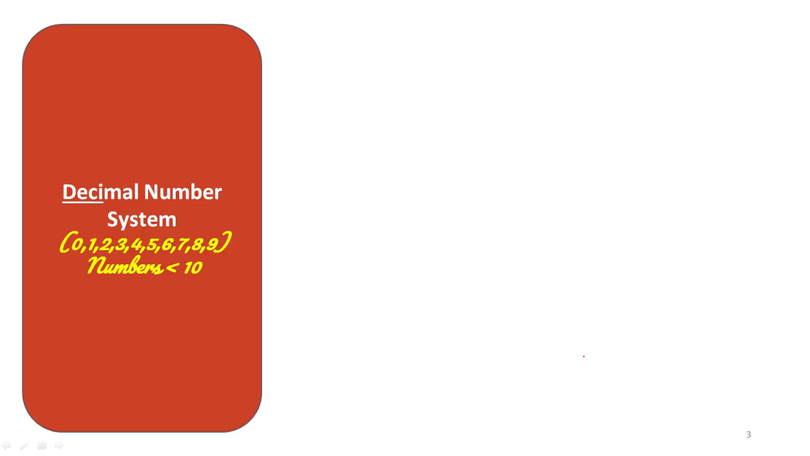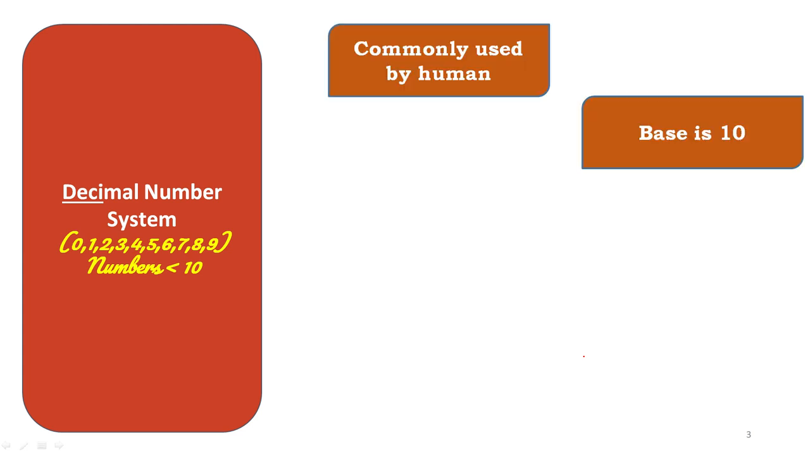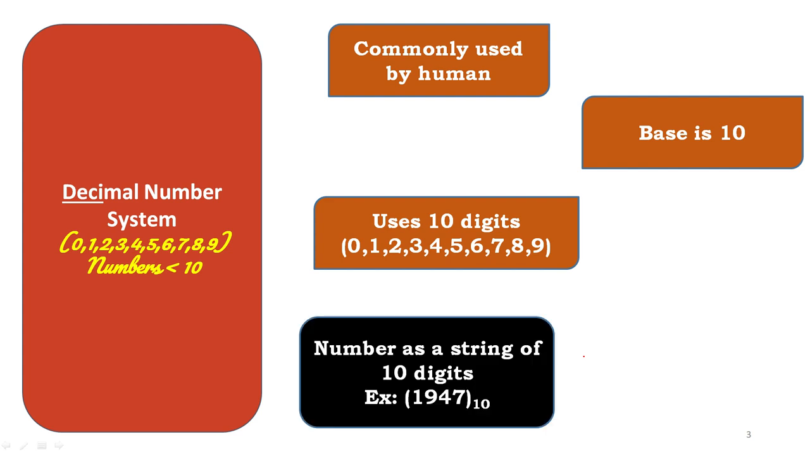First and foremost is the decimal number system, which uses 10 symbols which include the decimal numbers from 0 to 9. And this is the number system which is most commonly used by human beings. The base or the radix of the decimal number system is 10. It uses 10 digits 0 to 9, and any number, any value in decimal number system can be represented using a string of these 10 digits.